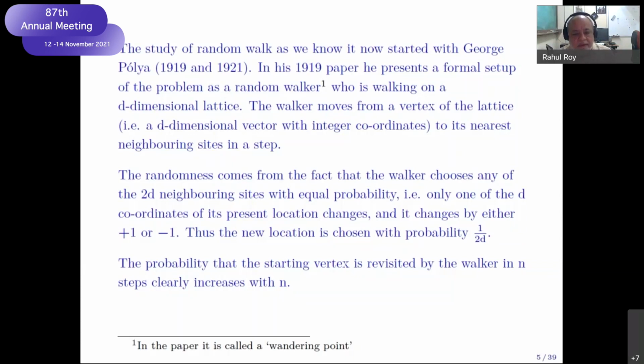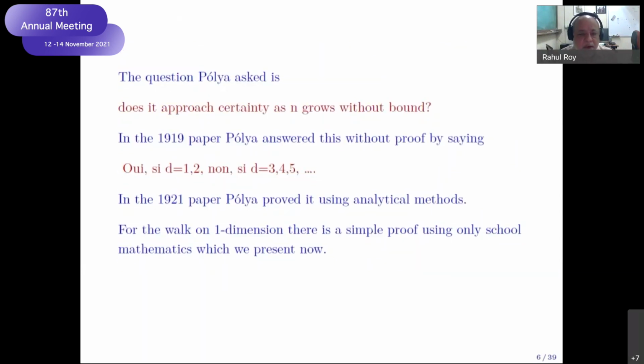And the probability that the starting vertex is revisited by the walker in n steps clearly increases with n, because the probability that you return to where you started, which is the origin in this particular case, increases as n increases. And by the way, Pólya, instead of calling it a random walker, just called it a wandering point. So the question Pólya asked is, does it approach certainty as n grows without bound?